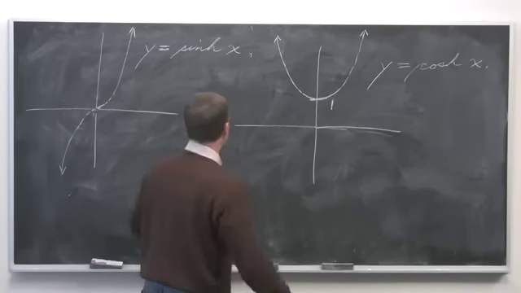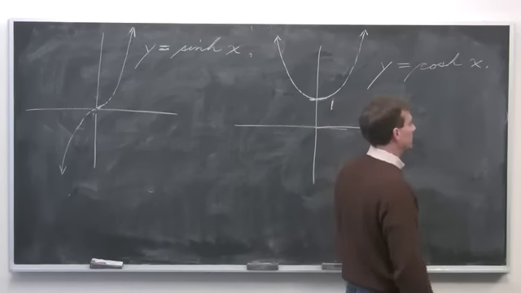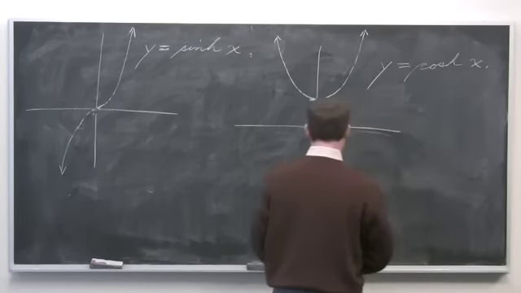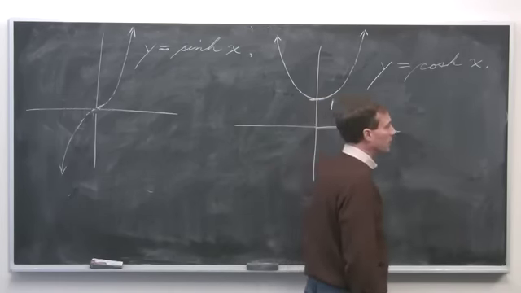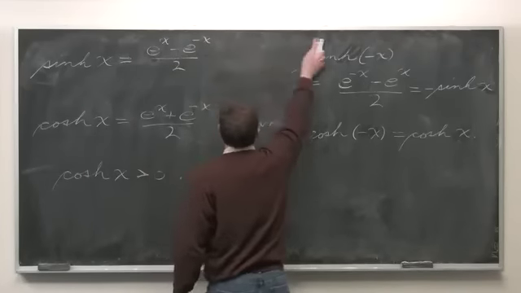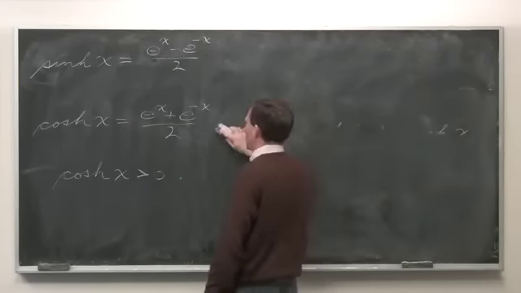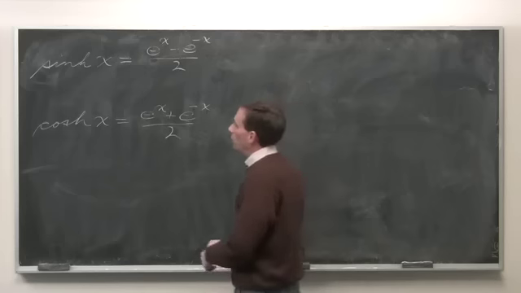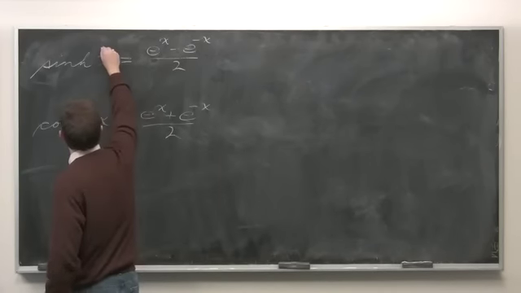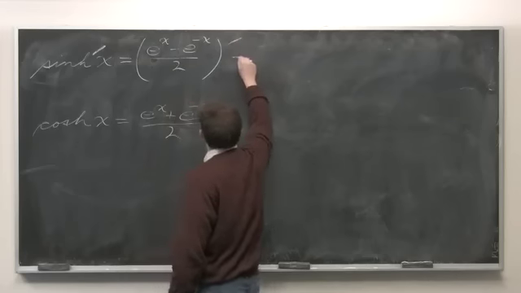How do you see these things? Well, we use calculus. We take derivatives. So we need the derivatives of hyperbolic sine and hyperbolic cosine. But those are easy. It's easy to take the derivatives of these things because we know how to take the derivatives of e raised to powers, and we know the chain rule. So if you want the derivative of hyperbolic sine, it's just this.